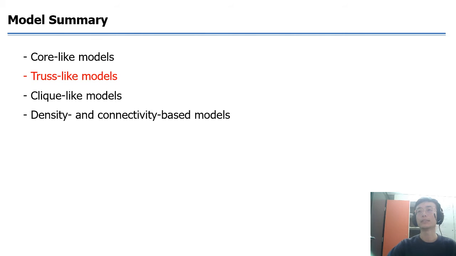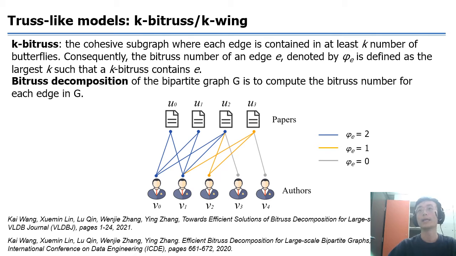In the next pages, I will introduce truss-like models. The truss-like model is usually defined based on the butterfly structure, which, as I said before, is a 2 times 2 biclique. So a k-bitruss is the cohesive subgraph where each edge is contained in at least k butterflies. Consequently, the bitruss number of an edge e is defined as the largest k such that a k-bitruss contains e.